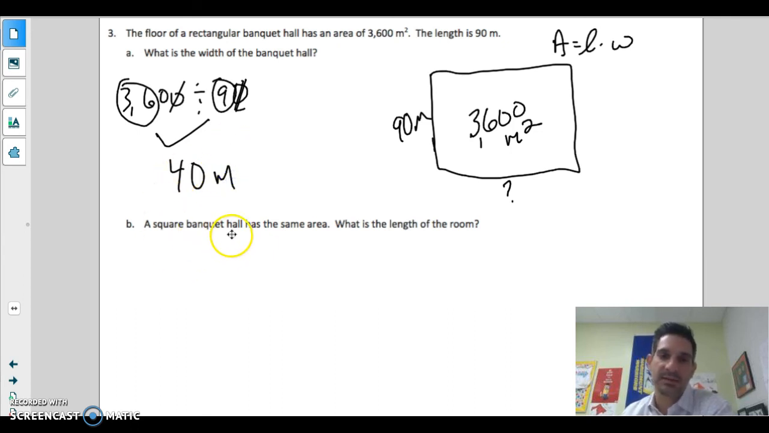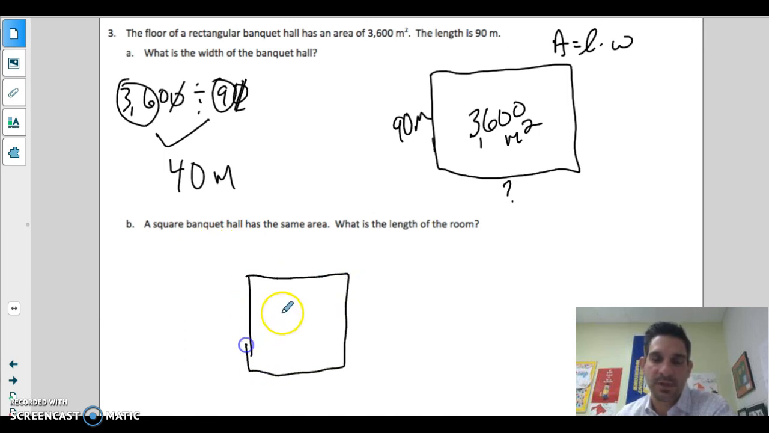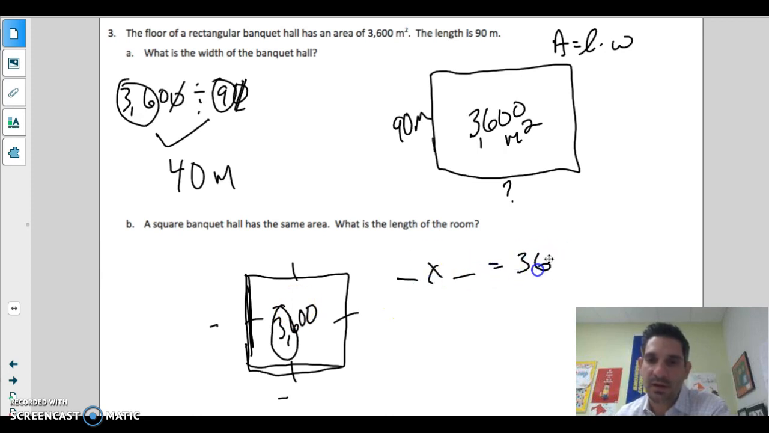A square banquet has the same area. What is the length of the room? So a square has all equal sides. So if it's 3,600, no, I'm not going to divide it by 4. I know that this is the same as this. So whatever this number times this number is 36. Think of your basic facts. So what times what equals 36? Do not tell me 9 times 4, because it's a square, guys, so it means equal lengths. Hopefully you're all saying 6, right?